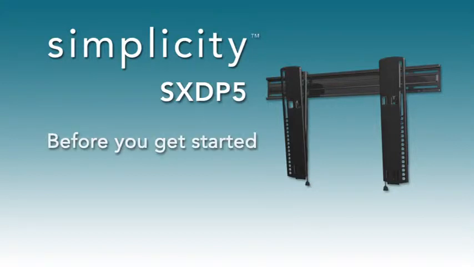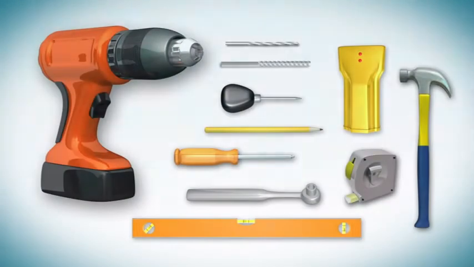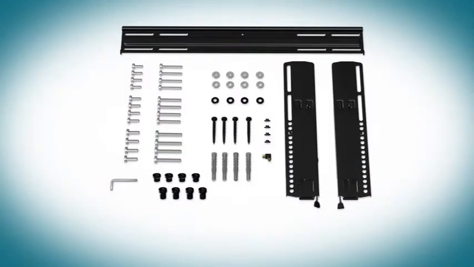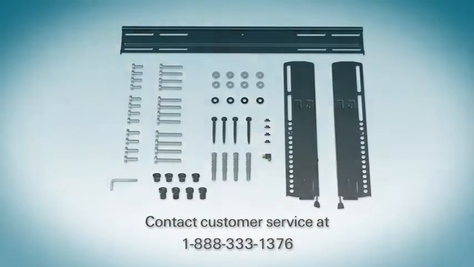Before you get started, please read the instruction manual thoroughly. Refer to the manual for the complete list of required tools and supplied hardware. If any parts are missing or damaged, contact customer service by calling 1-888-333-1376 to have the parts sent directly to you.